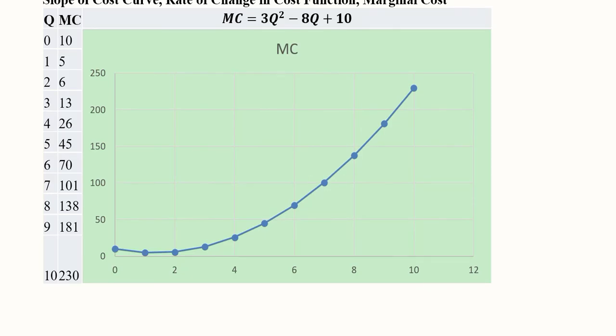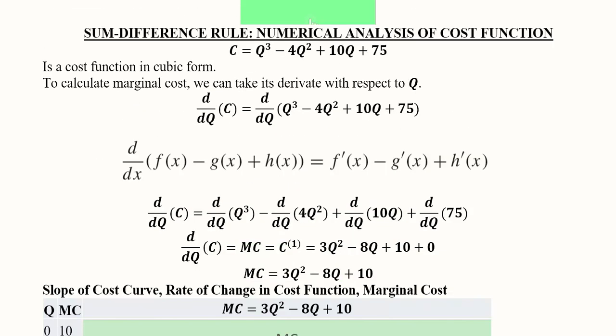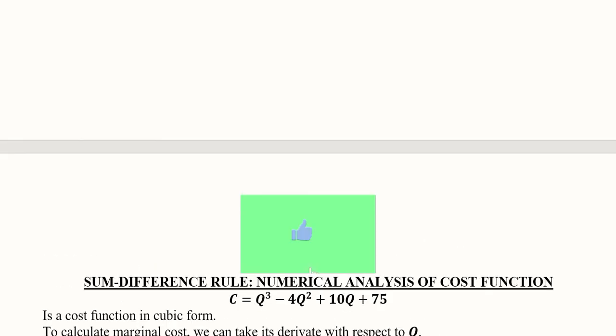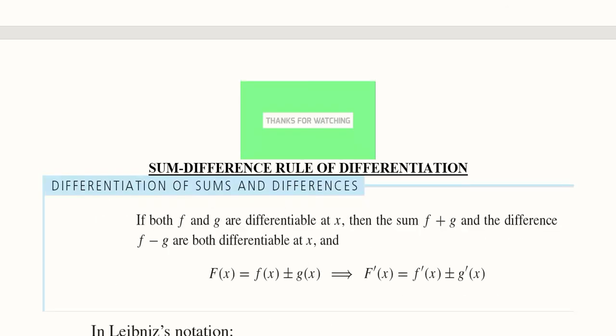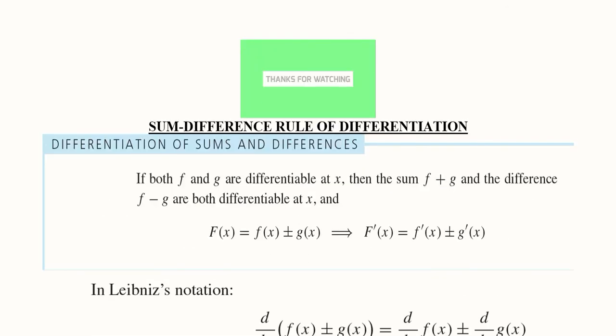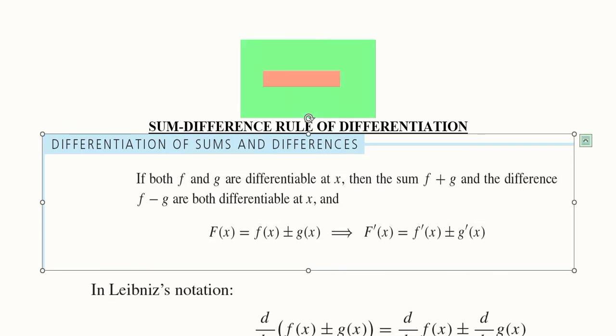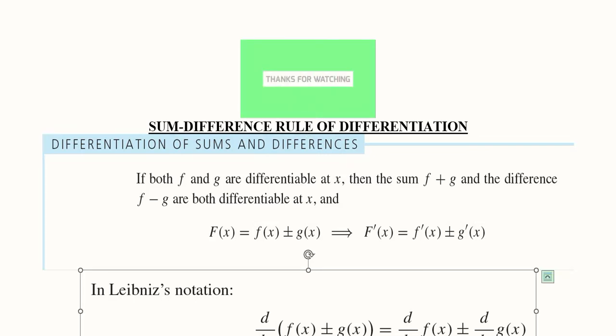Now if you have a cost function, you can easily calculate the marginal function from it simply by taking its derivative with respect to the given variable. For example, it can be q or any other variable. So this is the summary of the sum and difference rule that we understood here, and we have done this with the help of an economic example as well, in addition to the mathematical examples.